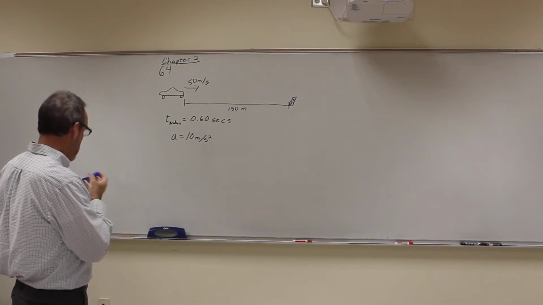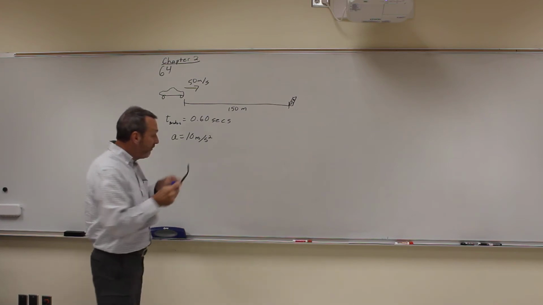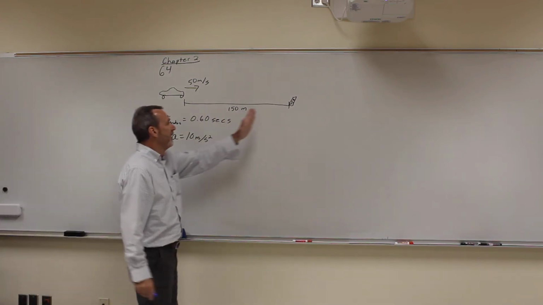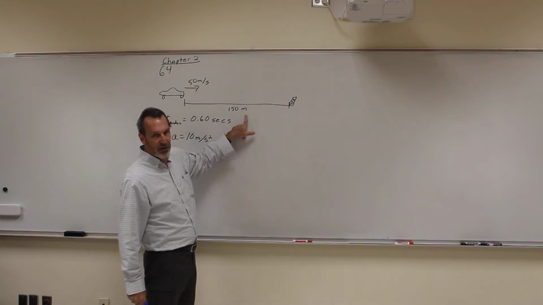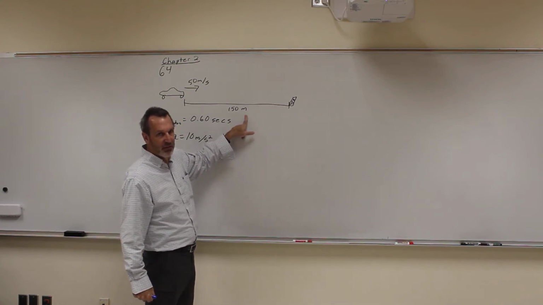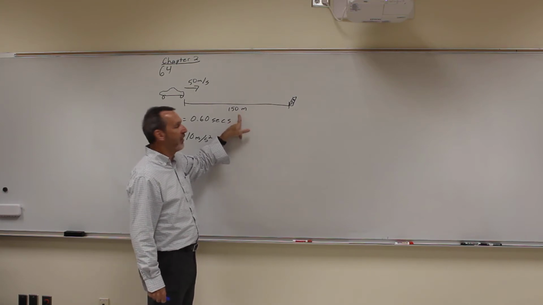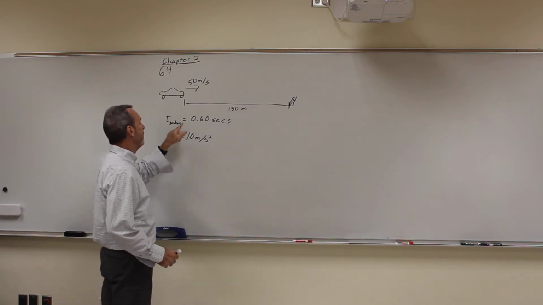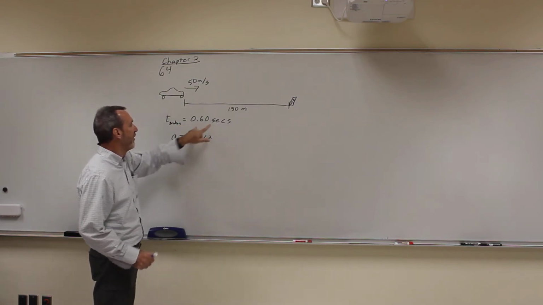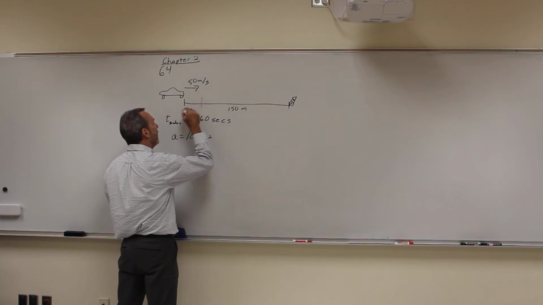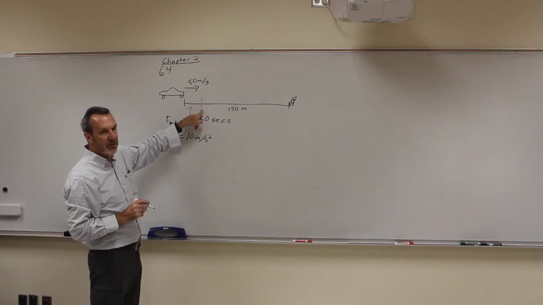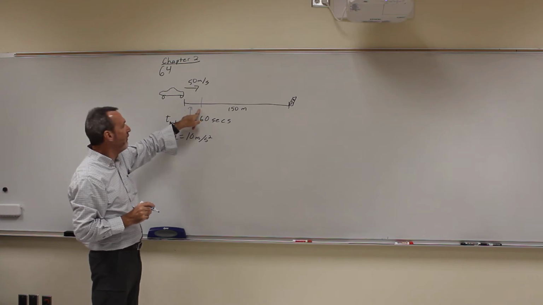All right, so what we have to do is figure out how far Bob goes and compare that to the 150 meters and see if it's less. If it's more than 150 meters, then he's going to jail. If it's less than that, he can get away. So for the first 0.6 seconds, up here, he's going at a constant velocity. He doesn't start slowing down until this point here. So let's figure out how far he goes.